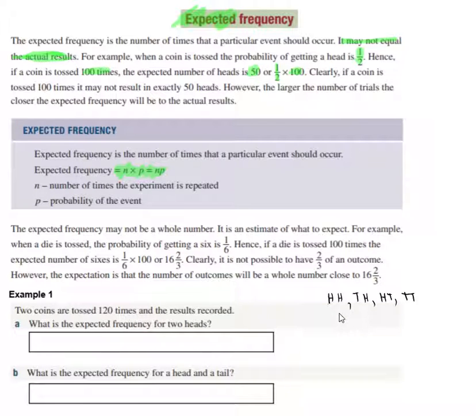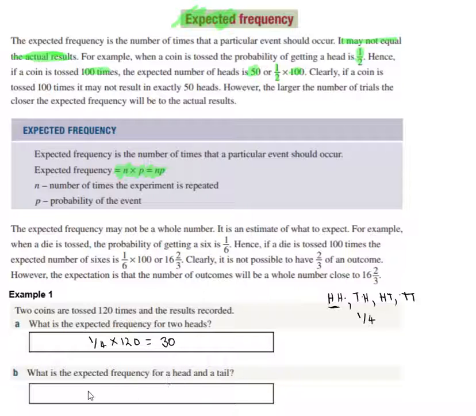So the chances of us getting 2 heads is going to be 1 out of 1, 2, 3, 4. It's going to be a quarter. So in this case our probability is a quarter. Now, how many times would we expect 2 heads to turn up? If we toss it 120 times, we're going to take a quarter and times it by 120. And if we do that on the calculator, we'll get 30 times. So the expected frequency of 2 heads would be 30.